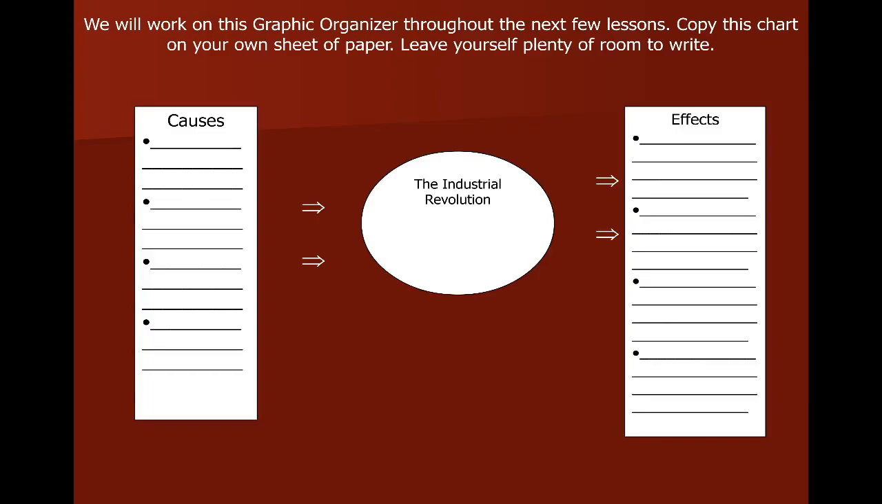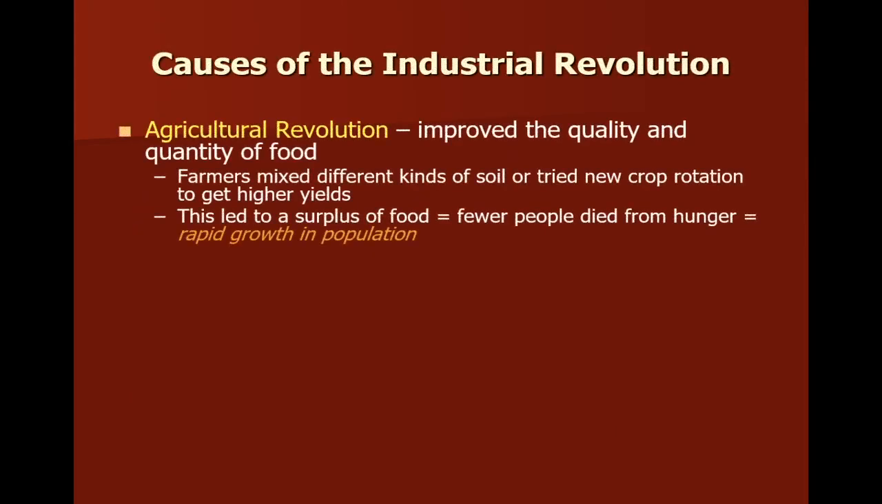Now, don't worry too much about the graphic organizer right now. This is something else I'm going to put on Google Classroom, but it is important to consider. You're going to have causes on one side, the Industrial Revolution, and then the effects. So we're going to have causes that caused the Industrial Revolution, then we're going to have the outcome. So I'll put that in Google Classroom, and you guys can come back to it.